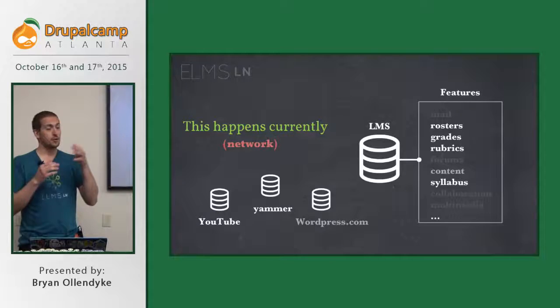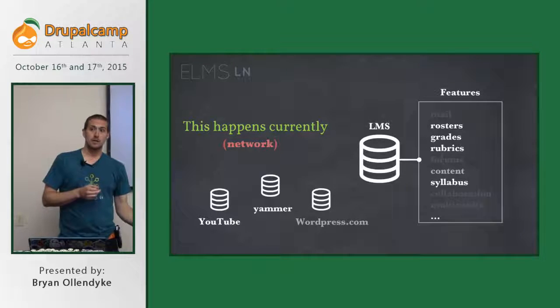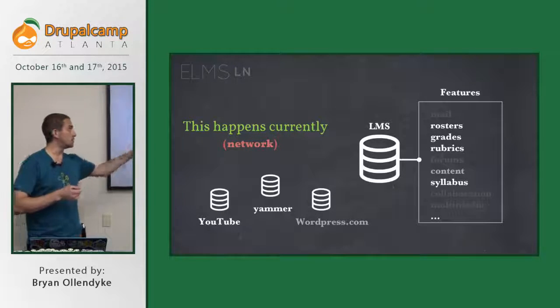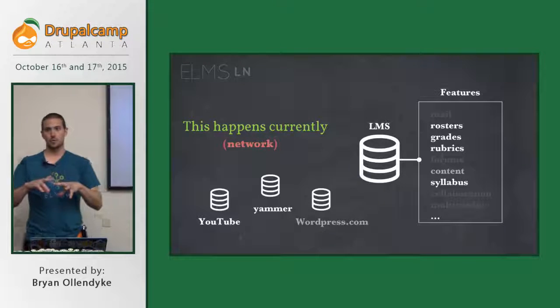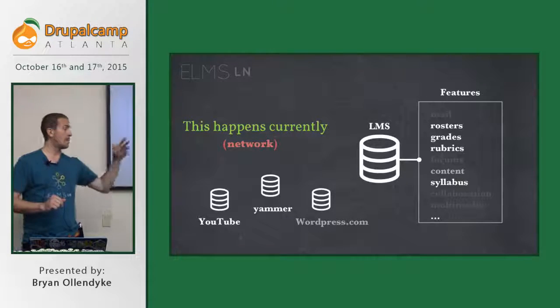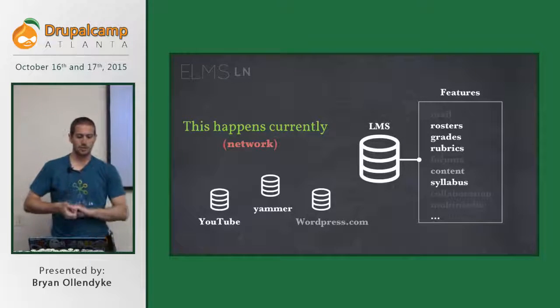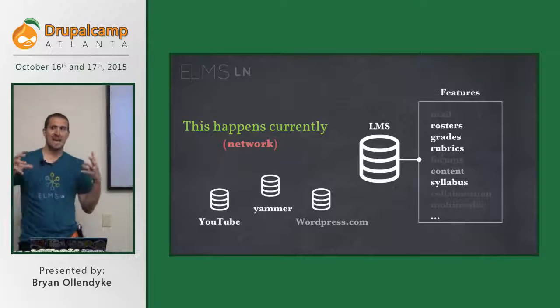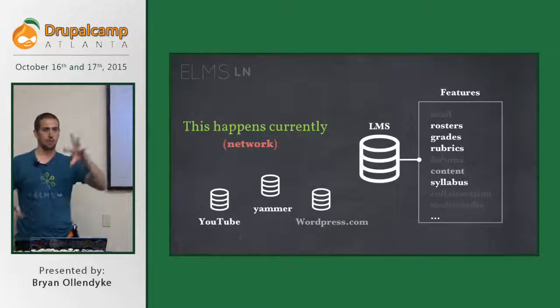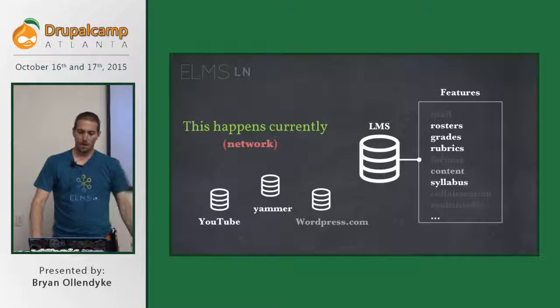So when you send your students to YouTube to watch videos, to do a lecture, and then they go to Yammer, which is an internal social network type of tool, to talk about it, and then they blog about it on WordPress.com, and then they get their grades from the course in your traditional crappy LMS, you basically have a network. It's just really garbled and disjointed, right?